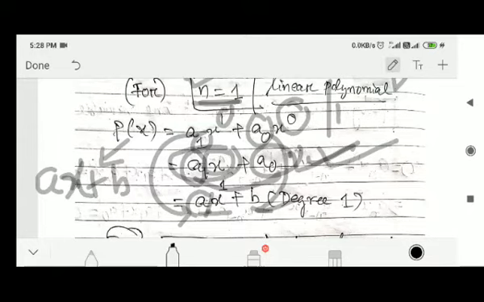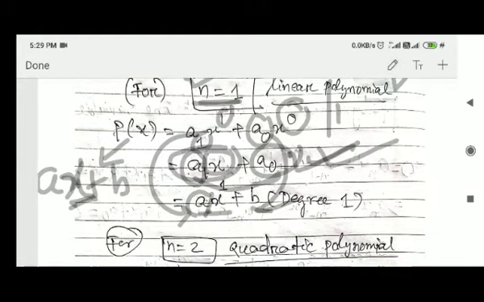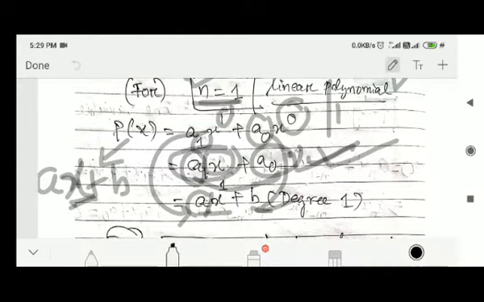Here x is a variable. You can write ay plus b, where y is the variable, but our variable is only 1. So that's why we are telling that it is a linear polynomial. And in case of linear polynomial, my friends, the degree is 1, because here only one variable is there, and the variable x has how much degree?